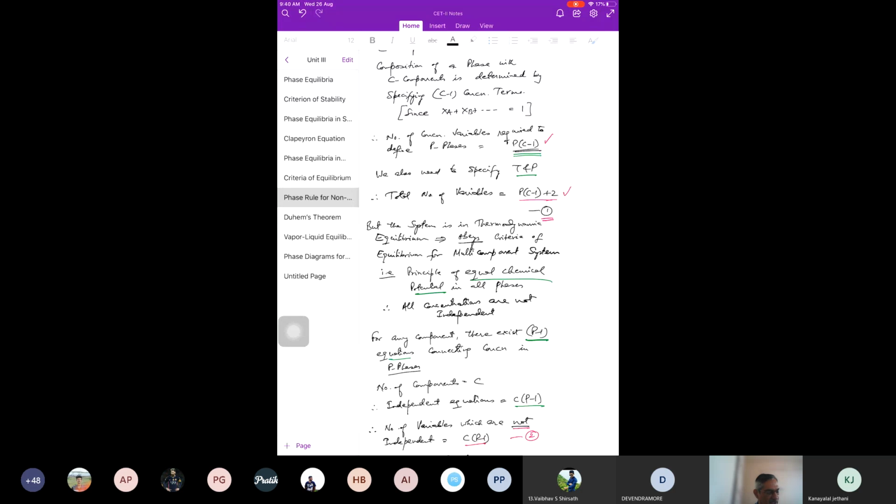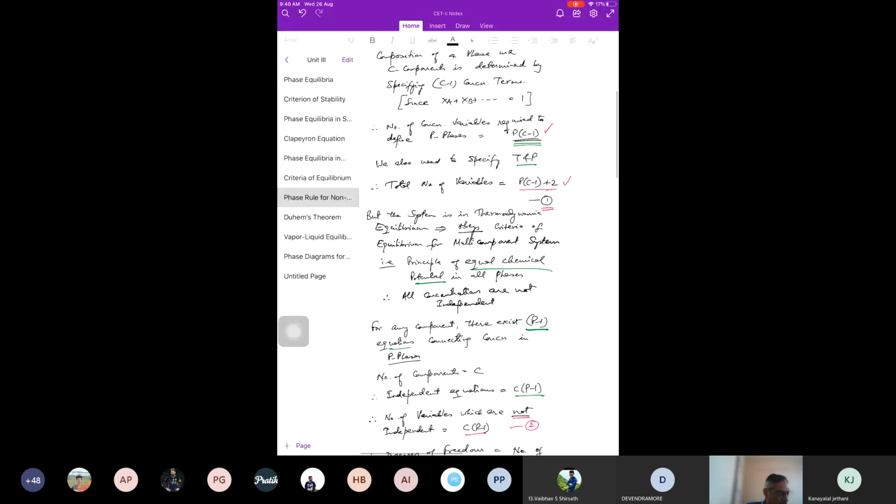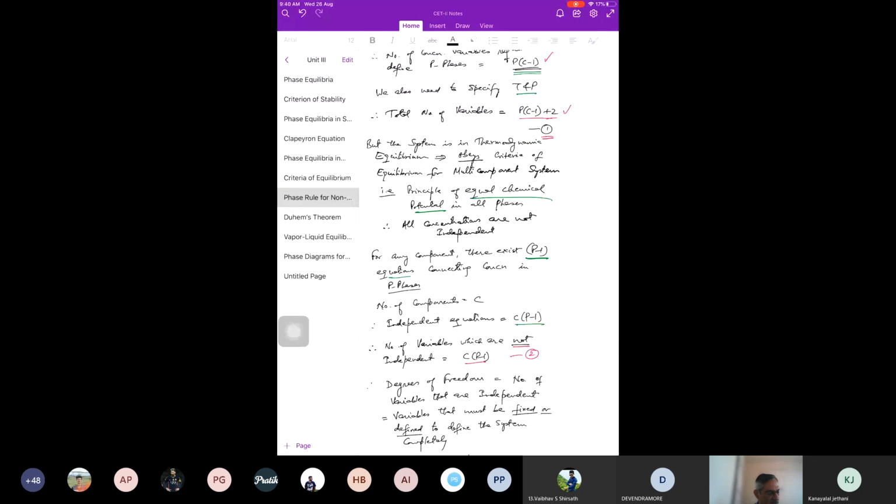That means the concentrations are not independent. Liquid का हमारा concentration पता है तो vapor का हम निकाल सकते हैं because chemical potential is same for water in the liquid and vapor phase. Okay. So for any component there exist P minus 1 equations connecting concentrations in P phases, right? Concentration जो रहेगा liquid and vapor, right? If I know liquid and vapor, अगर binary system है और flow phase है, right? तो the P minus 1 equations connecting concentration, जैसे mu1 in liquid phase equal to mu1 in vapor phase, right? You can write that.